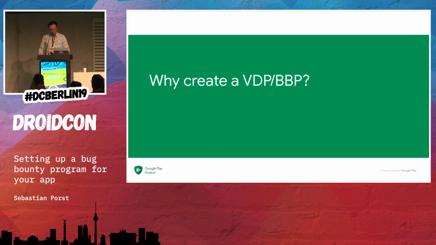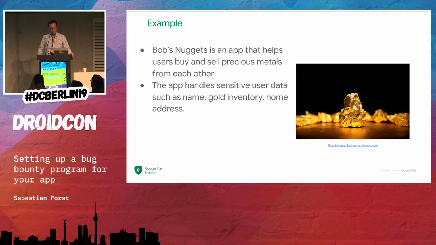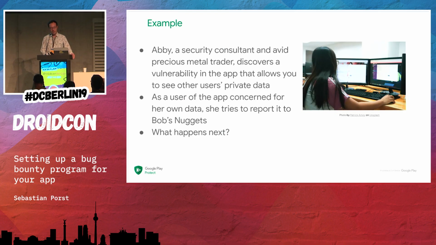So why would you create one of those if you're only going to have to interact with security researchers? Let's take an example. Here's a beautiful gold nugget company, Bob's Nuggets. It's an application that helps people buy and sell precious metals from each other, right? So a peer-to-peer gold buying and selling application, which sounds like a terrible idea in the first place, but that's how it is. The application obviously handles sensitive data, because I want to meet random people with my sack of gold and hand it over to them for payment. So we're going to need a name, gold inventory, home address, and so on to facilitate these peer-to-peer trades.